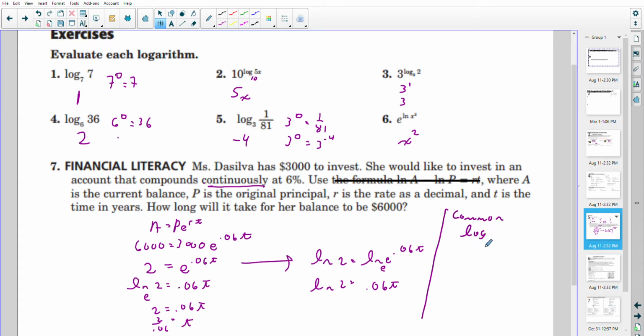One other thing at the end here that you should know, common log is going to be log base 10, and the natural log is going to be log base e. There are some properties on logs and how to use them solving expressions or simplifying expressions, as well as solving story problems.